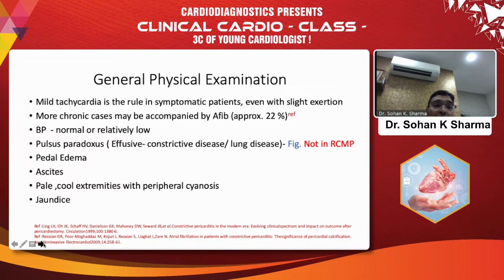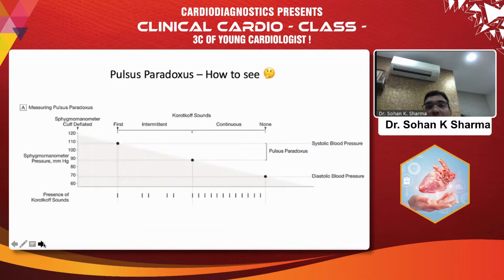BP is normal. Pulsus paradoxus is seen in the effusoconstrictive variety or lung disease, but it is not seen in restrictive cardiomyopathy. Pedal edema may be there. Ascites, pale, cool extremities with peripheral cyanosis, and jaundice may be there.